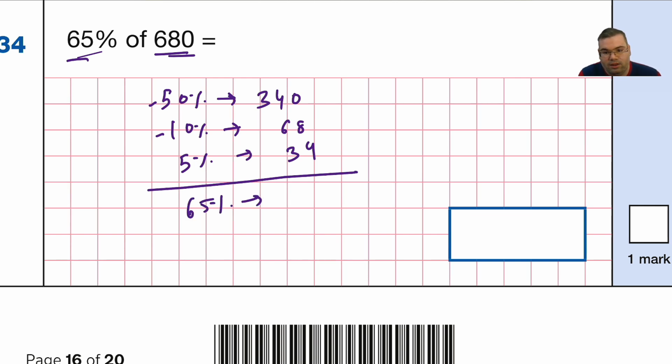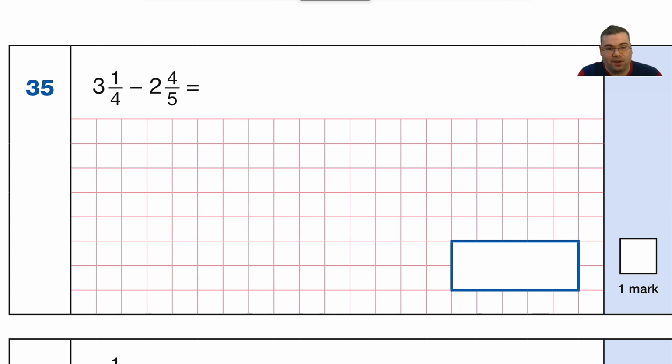And here just add them together. So what you will get, 8 and 4 is 12. 2 again 1 carry. 6, 4 is 10 and 3 is 13 and 1 is 14. 4, 1 carry, and this is 442. This is your answer. So again, a subtraction based question of fractions.